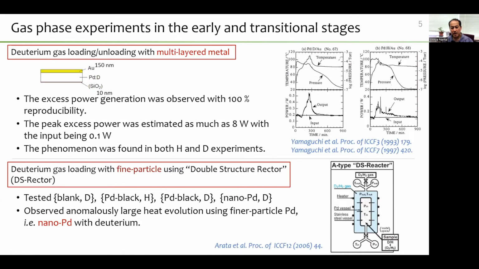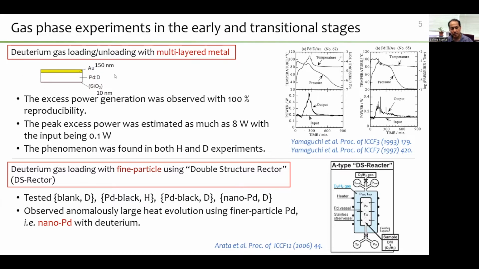So in fact, the gas phase experiments have been conducted since the early days of low energy nuclear reaction research. I'm showing a brief overview of some of the representative ones. One is the deuterium gas loading and unloading experiment with a multi-layered metal sample. This is done by Yamaguchi. I won't go into so much detail here. In this experiment, a surface coated palladium sample was used.